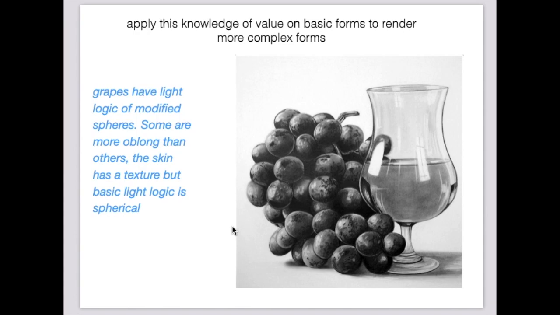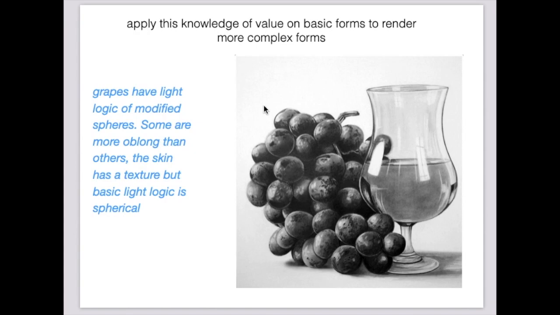Okay, and the way you apply this information is you can think about all objects as modified basic shapes, right? So in this example here, the grapes have the same light logic as modified spheres. Some are more oblong than others. The skin has a little bit of texture, but the basic logic is spherical, right? It's round. We're not working with planes.